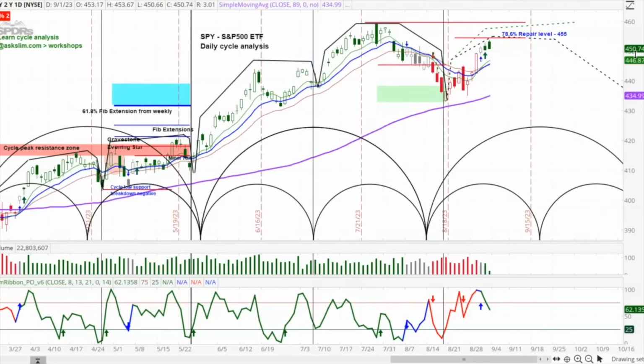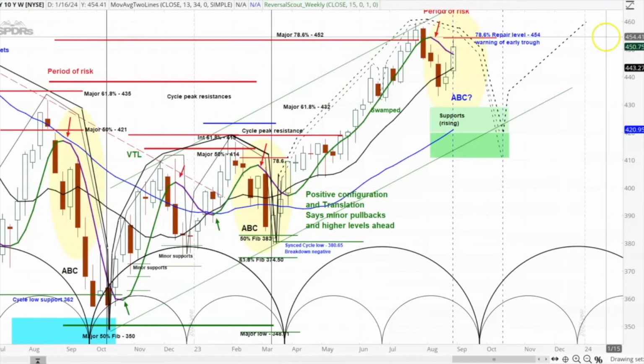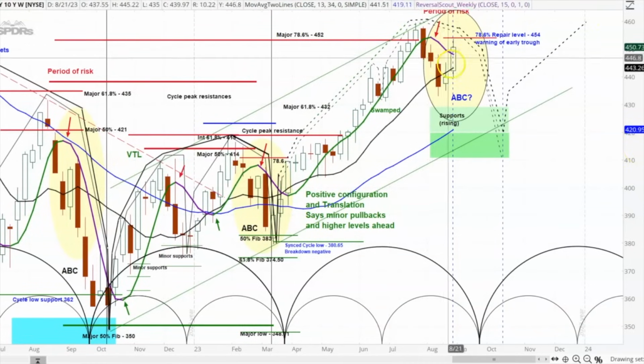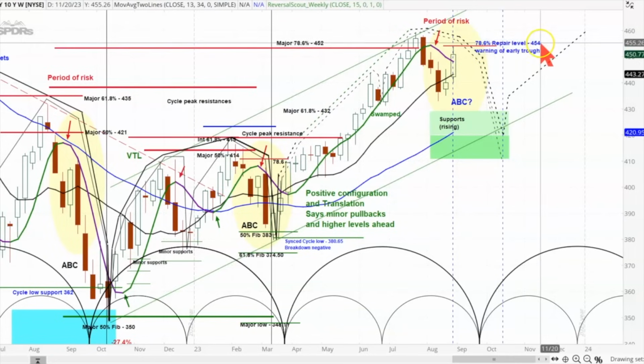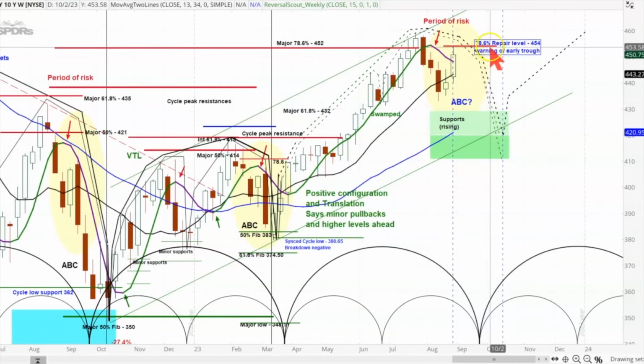So the important thing to look at now is how does that look on the intermediate chart? And you can see that right over here, that the momentum here is still negative, and it's still in this period of risk. But we will have to revise this if we can get over that 450, that says 454, it's actually around 455, through that warning level right over there.